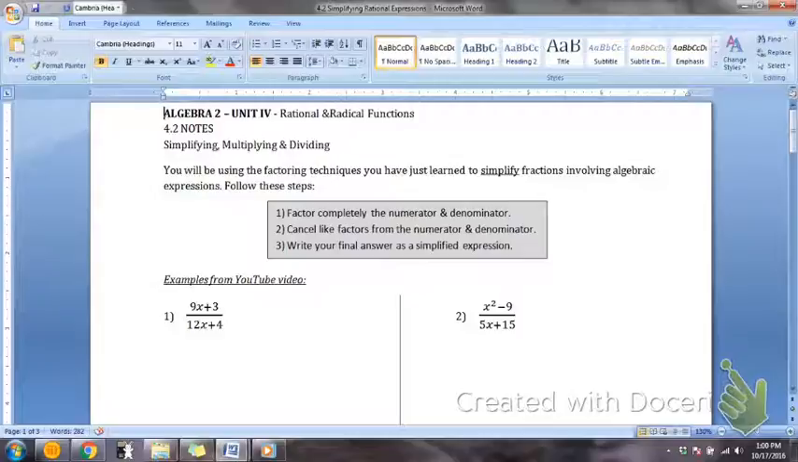The first thing it tells us to do is to factor the numerator and the denominator completely. So if I look at number 1, how can I factor that numerator? What can we factor 9x plus 3? What can be pulled out of 9x plus 3? A 3. Okay, so let's pull out a 3 from the numerator. And that leaves me with what? What happens when I pull a 3 out of the numerator? 3x plus 1. All right.